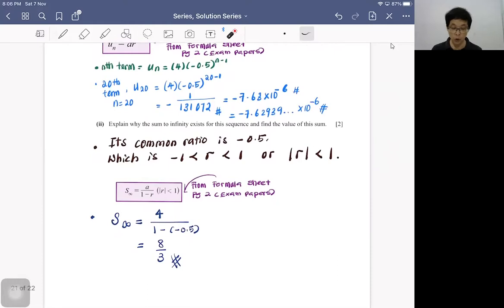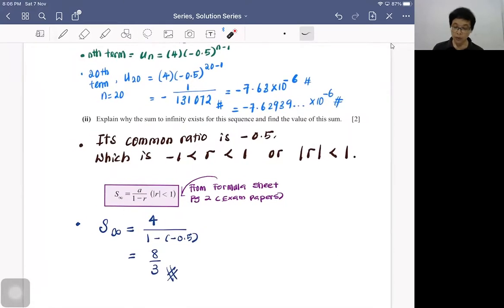Now let's move on to part 2, all the way aiming at the 2 full marks. Read the question: explain why the sum to infinity exists for this sequence. And, well, that's another part of the question. Beware of missing out any of them, yeah? And find the value of the sum. Okay, let's launch without hesitation.